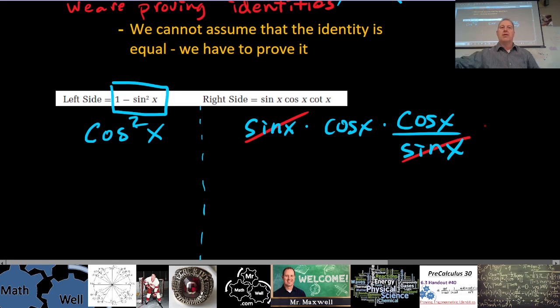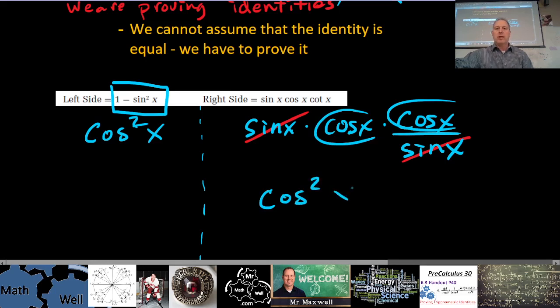So it's like they divide out and they're gone. So this is cos times cos, which is cos squared x. So I have rearranged. I haven't switched anything over from side to side, but I have simply worked on one side, worked on the other, and I can show that these are the same.